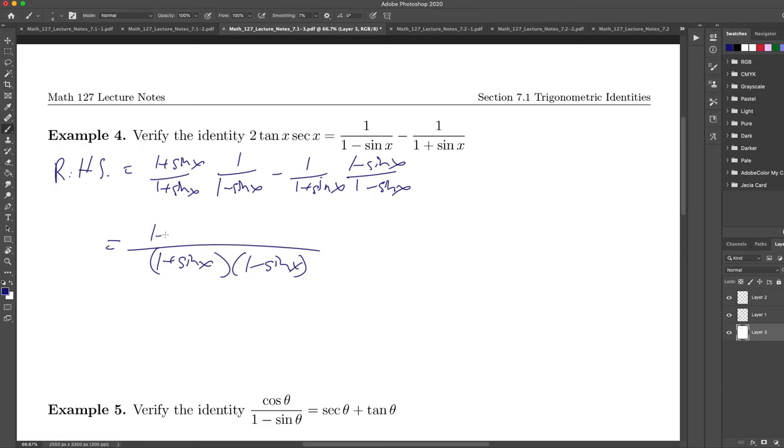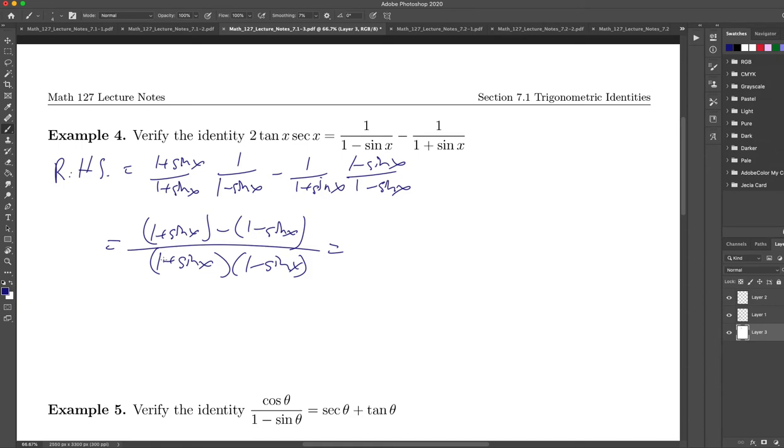So this would be 1 plus sine x minus, and then here I'll have 1 minus sine of x. And notice, please leave the negative here. Alright, so let's simplify this. So on the bottom, 1 plus sine of x plus 1 minus sine of x.